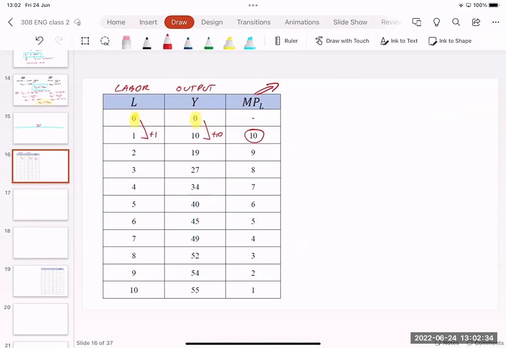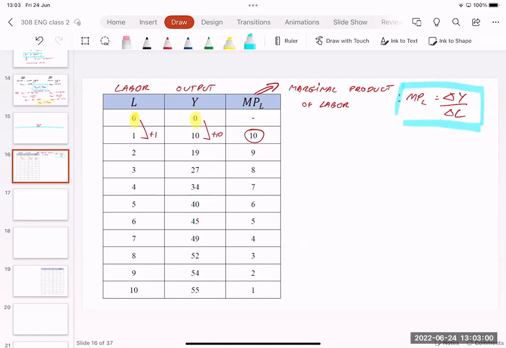MPL comes from marginal product of labor. For the mathematics, MPL equals delta Y over delta L. This is a mathematical formula. Delta Y over delta L, where delta means changing.